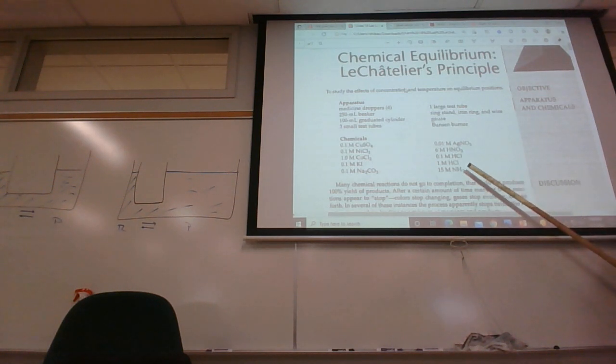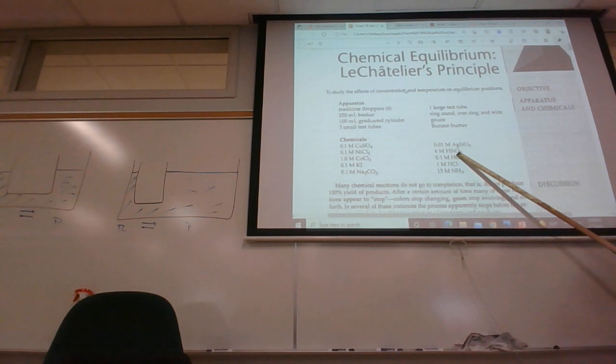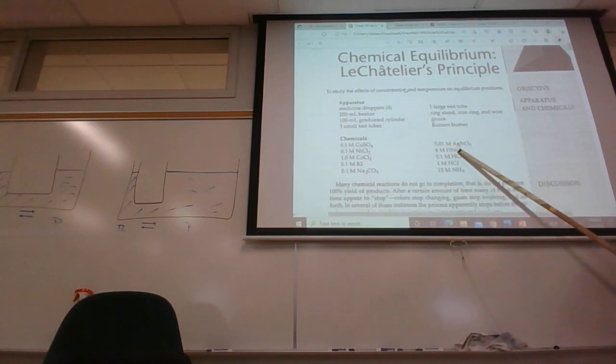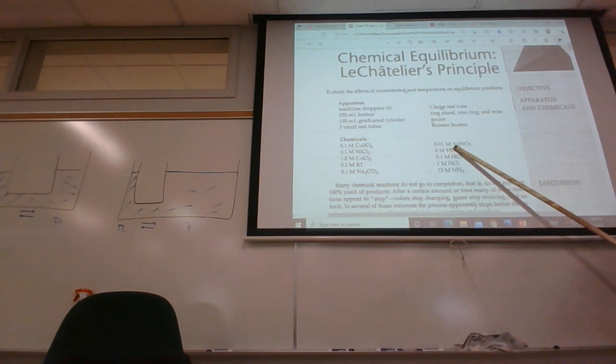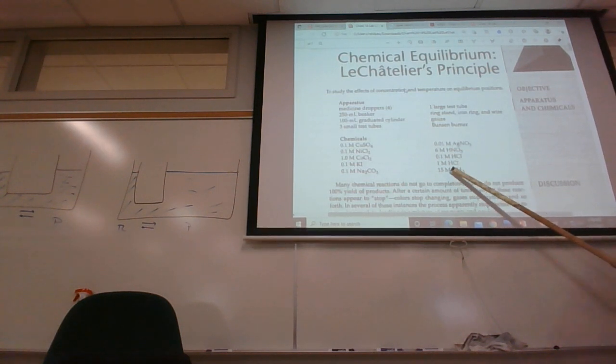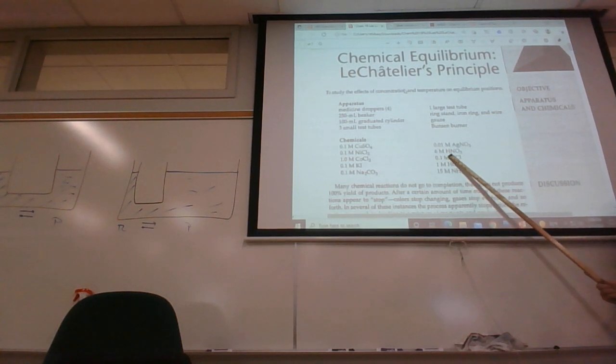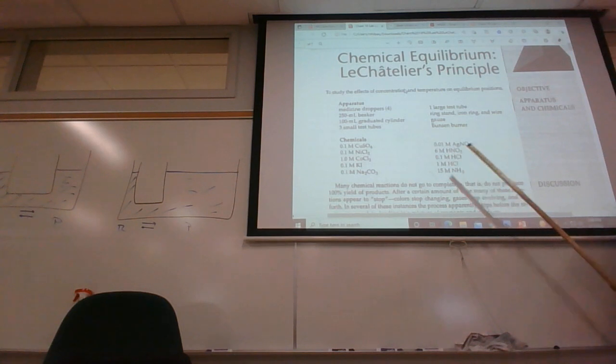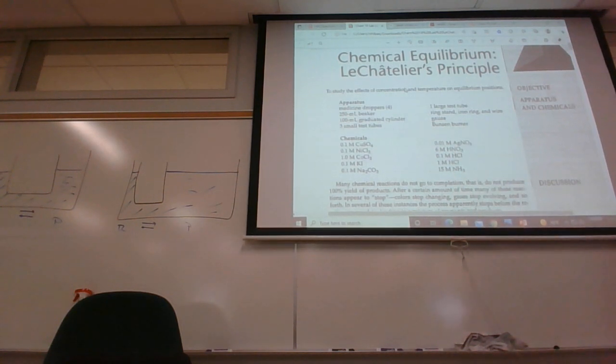We have another strong oxidizer here, nitric acid. And so we have two strong oxidizers. The silver nitrate is only 0.01 molar, so it's not very concentrated. The nitric acid is 6 molar, a bit more concentrated. 6 molar is still considered dilute, but nitric acid is a great oxidizer.